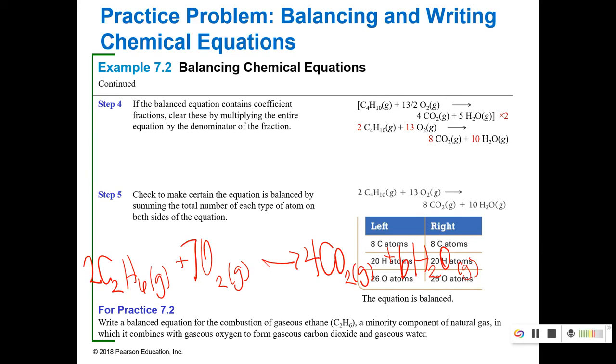Okay. Again, if you need help, please let me know. If all of your coefficients are divisible by the same number, so let's say they're all even, you do need to go ahead and reduce it, but we haven't had any come out like that.